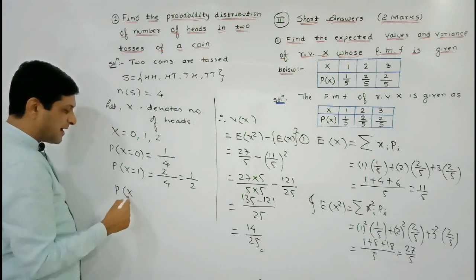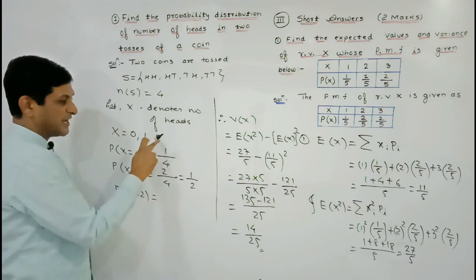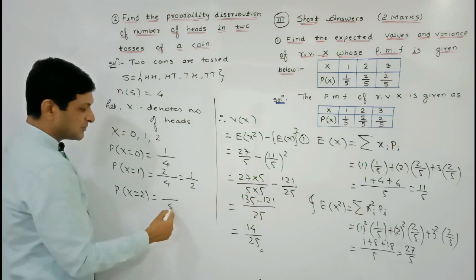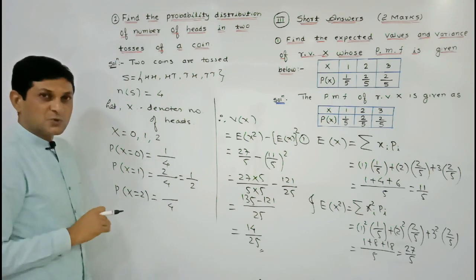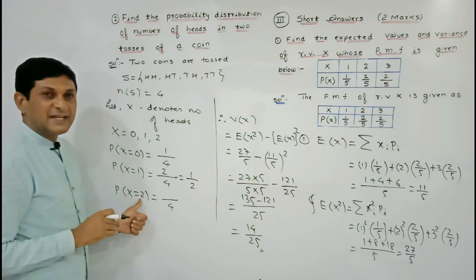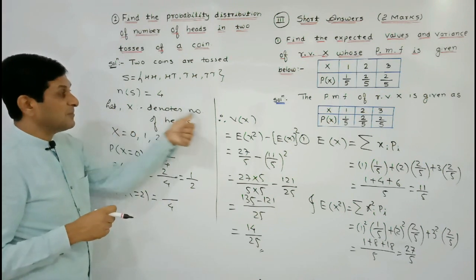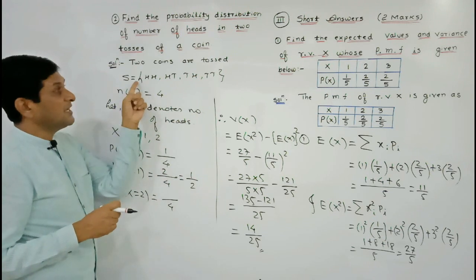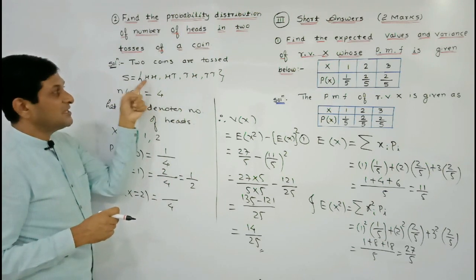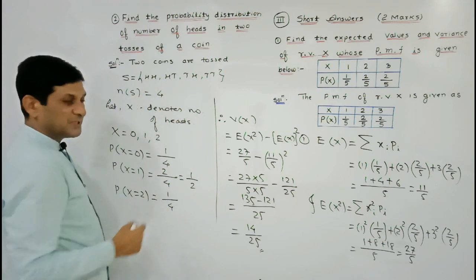Lastly, we are finding probability when x is equal to 2. Last value of x is 2. Total outcomes are 4. And in these total outcomes, we are finding such elements in which x is equal to 2. x is equal to 2 इसका मतलब number of heads are 2. तो कितने एलिमेंट है जिसमें 2 हेड है? एक ही एलिमेंट है, सो इसकी प्रोबेबिलिटी होगी 1/4.